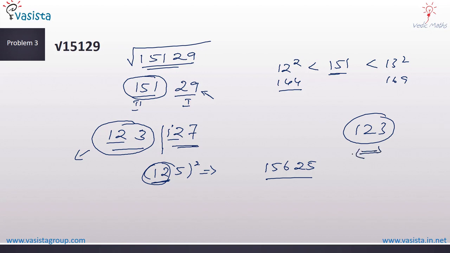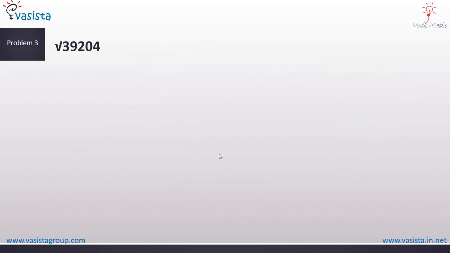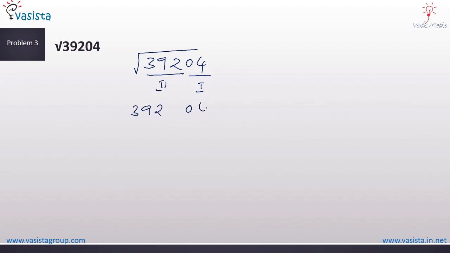Hope you understood. Let me go with one more, 39204. The square root of 39204. What we need to do is make two digits as one group from the right. This is the first group, this is the second group. That is 392 and 04. The first group ends in 4, so we can conclude that the square root of 39204 ends in either 2 or 8.